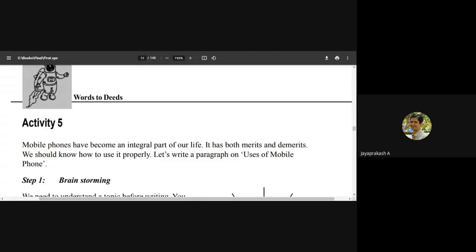So when you get a topic, you start thinking about that topic. That is called brainstorming. You focus only on that topic and start thinking only on that topic. How is it done? It has a particular format, a particular method by which we do brainstorming. That is what we are going to learn now. How to do brainstorming is what we will learn now.